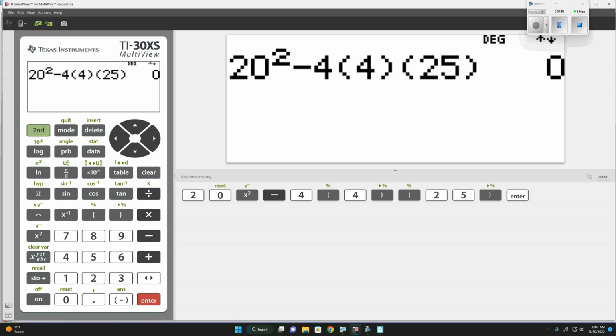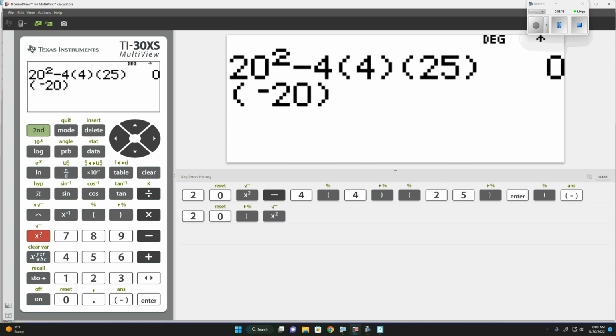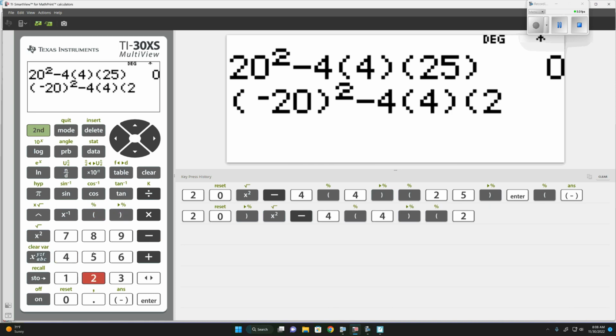Questions on this? Questions on why I put 20 squared instead of negative 20 squared? Because we know negative 20 squared should give us the same thing as 20 squared, so we can drop the negative. That's what I normally do. Because if you do put negative 20, you need to put it in parentheses. Otherwise, it will give you the wrong answer. It will tell you that it's negative, I believe, 800 instead of this.